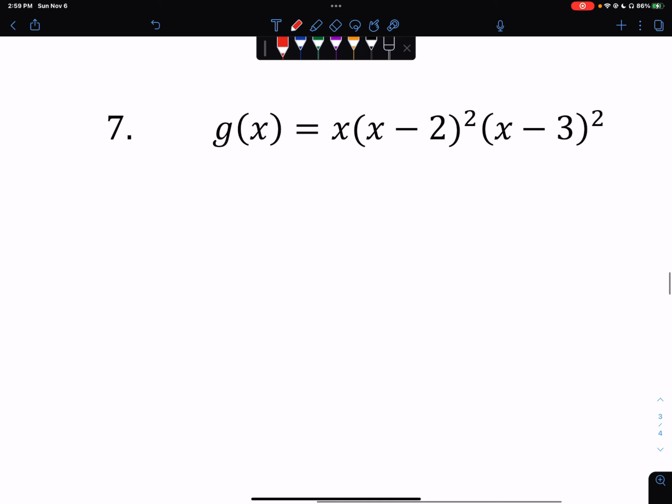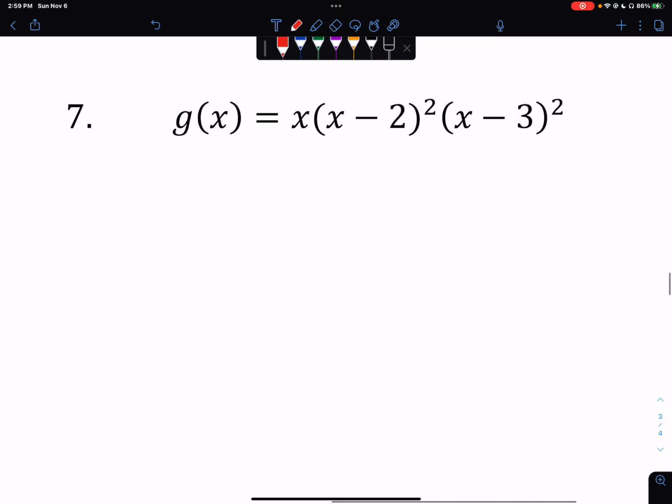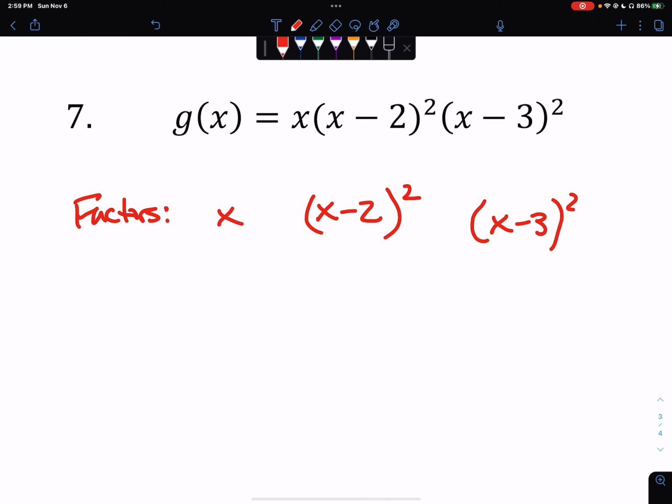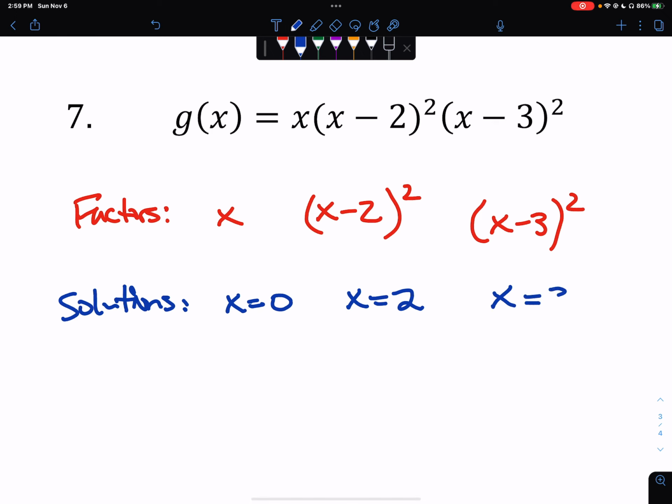So for number 7, you'll see that our factors are x, x minus 2 squared, and x minus 3 squared. So our solutions are going to be x equals 0, x equals 2, and x equals positive 3. So 0, 0, 2, 0, 3, 0.